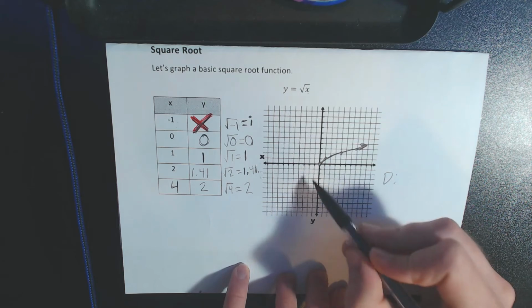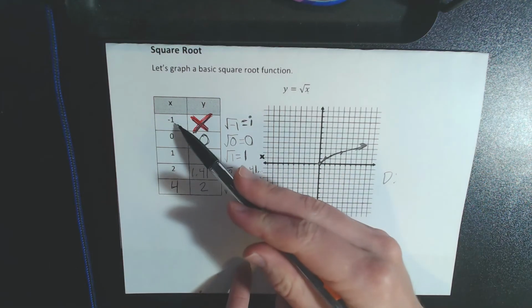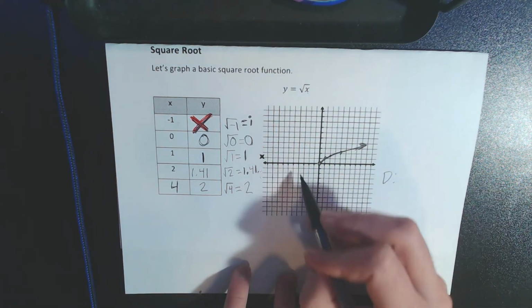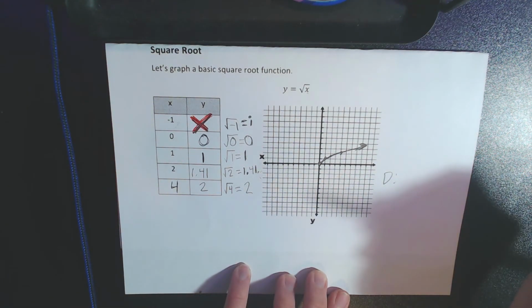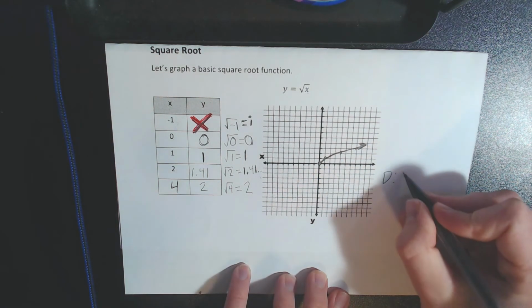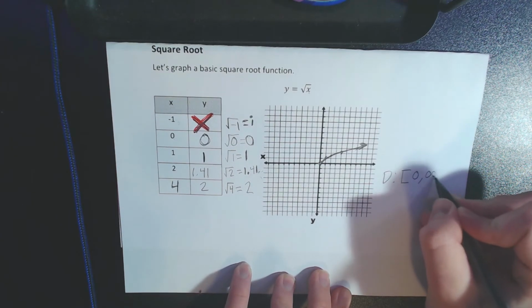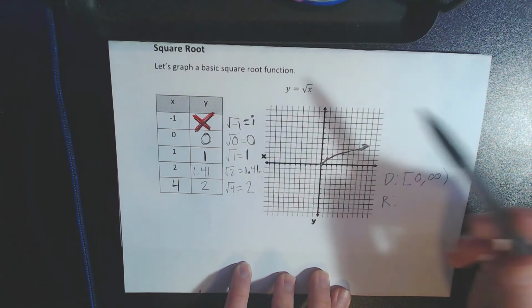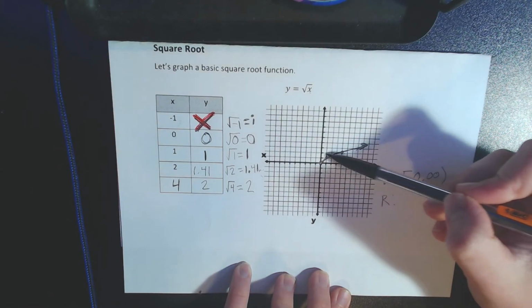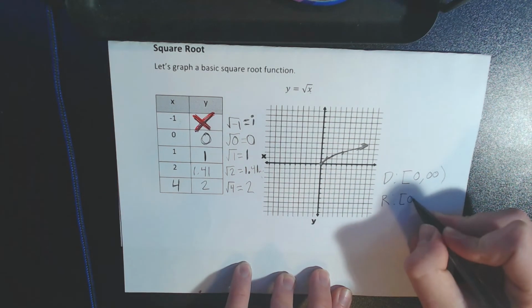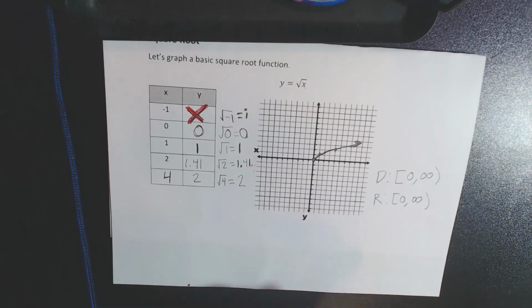Domain, notice the x values that work. We did find an x value that didn't work, right? Any negative number we can't take a square root of. There's no points over there on the graph. So it's only things for x that are 0 and bigger. So from 0 to infinity is our domain. And then our range is the y values, which again is only numbers that are positive here. That's from 0 to infinity. So that's our domain and range for this square root graph.